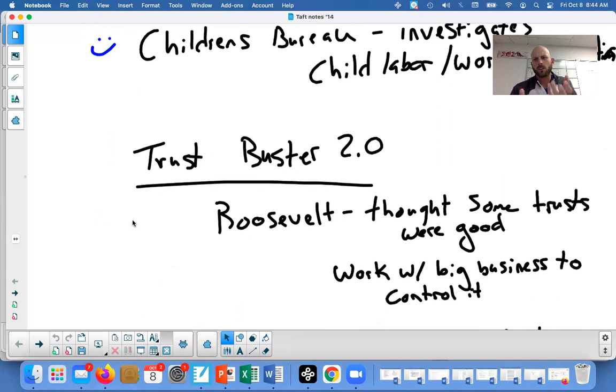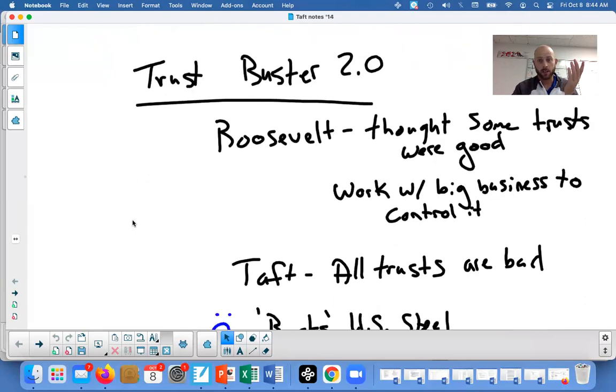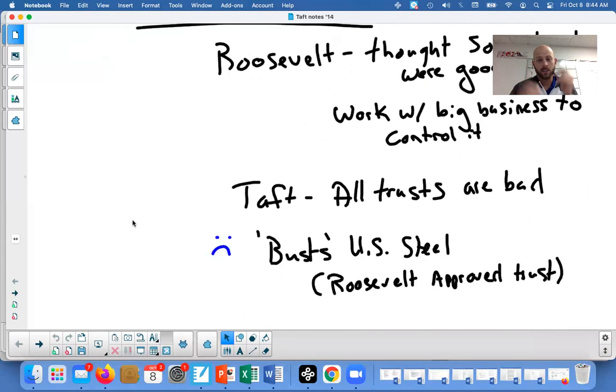And Roosevelt had a different approach. See, Roosevelt wanted to work with these trusts to balance out, like, okay, the government's got this goal, this is your trust goal, we're going to work with you and control it, right? Whereas Taft just says, you know, your trust is bad, we're going to break it up, right? And he busts US Steel.